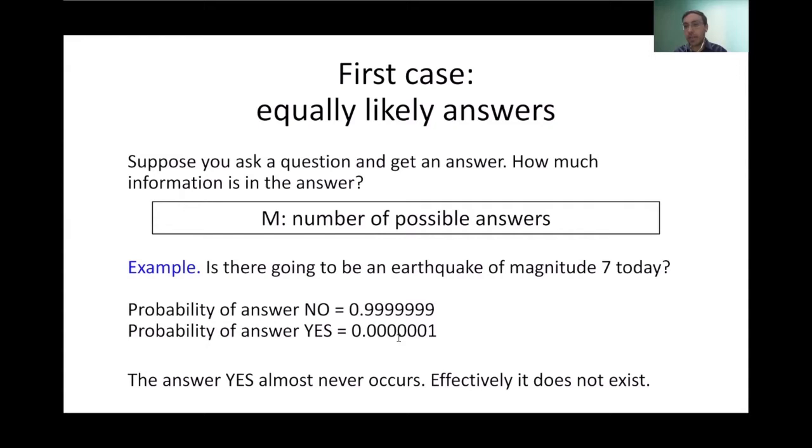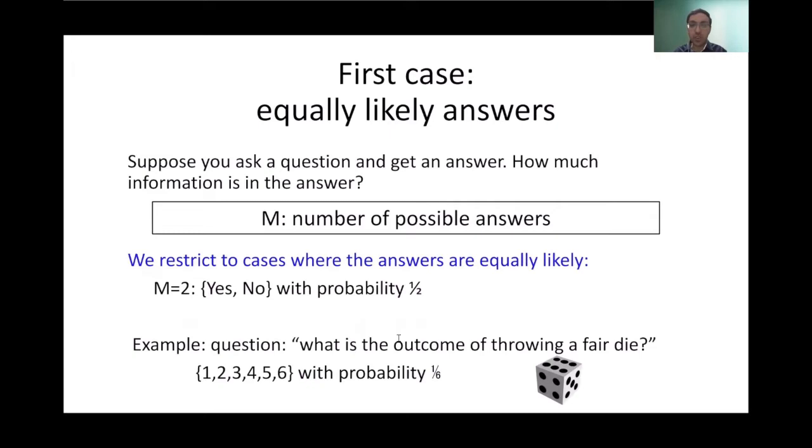And when you hear that no earthquake has occurred, you wouldn't be surprised. So it's not fair to say that this question has two possible answers, because one answer is so unlikely that we can almost say that it does not exist. So for this reason, at the beginning, I will restrict myself to questions where all the answers are equally likely. I will get to the cases where different answers have different probabilities later in the talk, but at the beginning, for simplicity, let us assume that all the answers are equally likely.